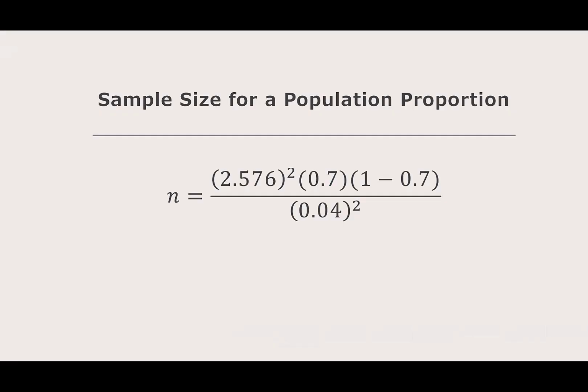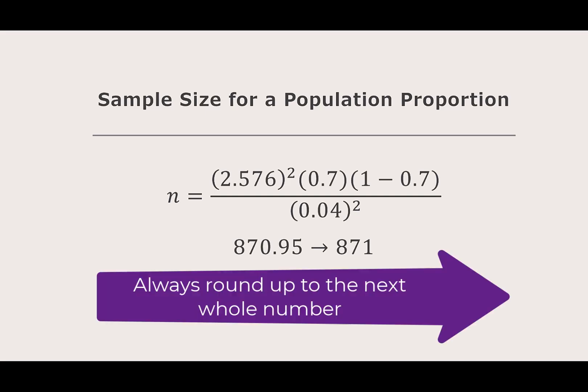This says n is 2.576 squared times 0.7 times 1 minus 0.7 over 0.04 squared. Put that all in your calculator. It gives you 870.95. You're going to round that up to 871. Don't let the rounding confuse you. This time it was really close. 870.95 is really close to 871. But all rounding for sample sizes will be up to the next whole number. So even if this had been 870.01, I would round it up to 871.